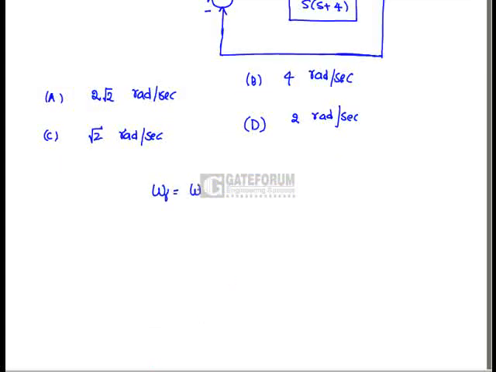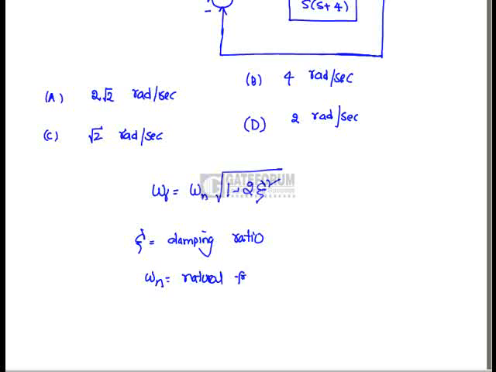Resonance frequency equals the natural frequency times the square root of 1 minus 2 zeta square, where zeta is the damping ratio, and omega n is the natural frequency. Units are radians per second. We can obtain zeta and the natural frequency from the closed loop transfer function of the given diagram.